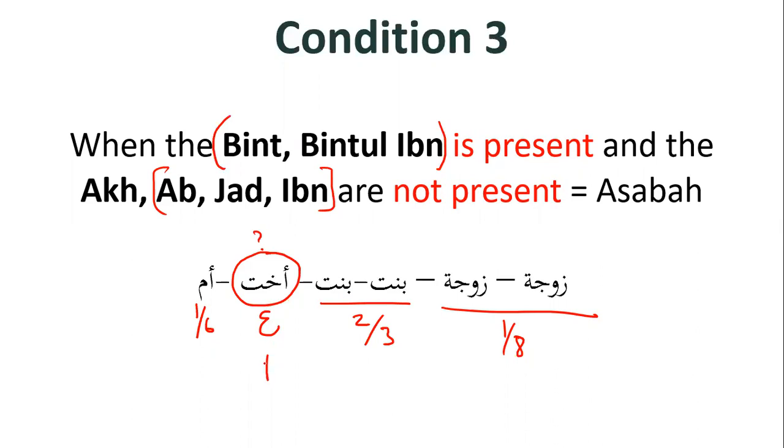Hence the hadith, like we mentioned before, ij'alu al-akhawati ma'al banati asaba. Make the akhawat, when they come with the banat, asaba. So when the female offspring is present, then the ukht becomes asaba.